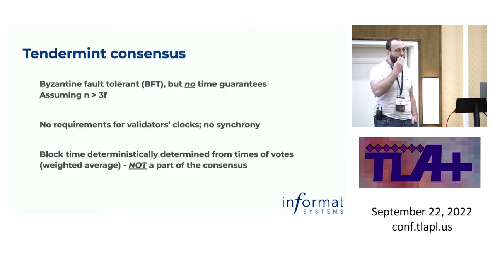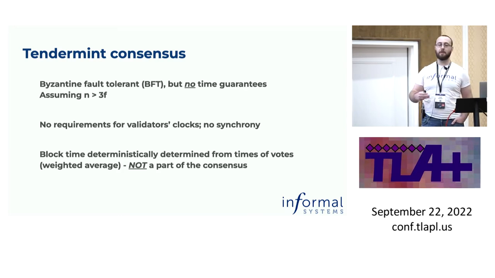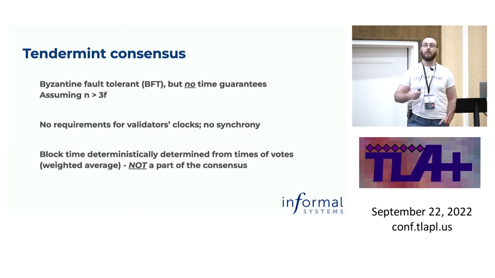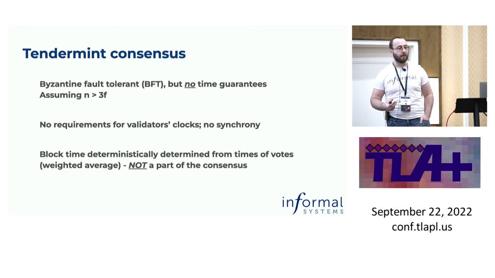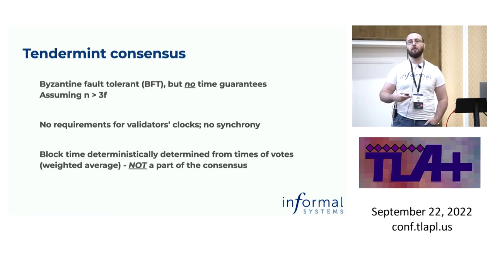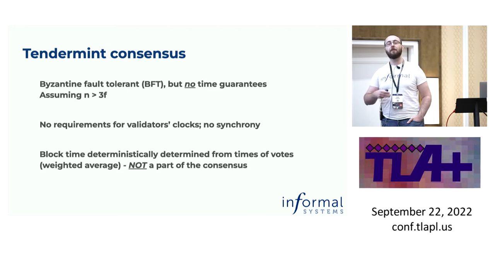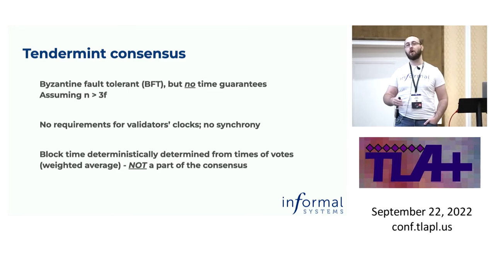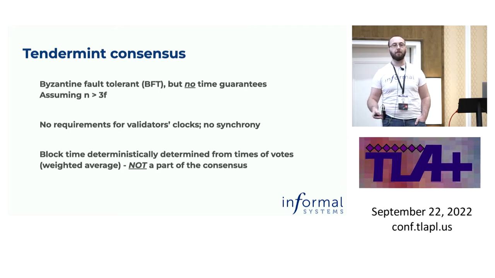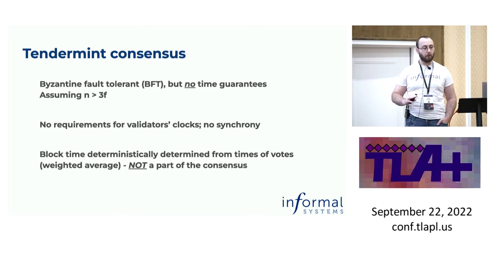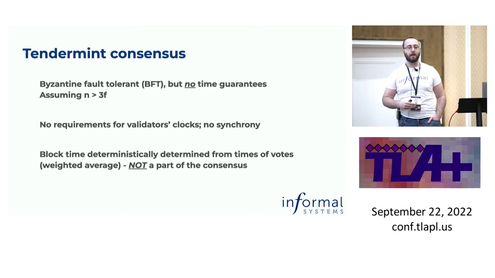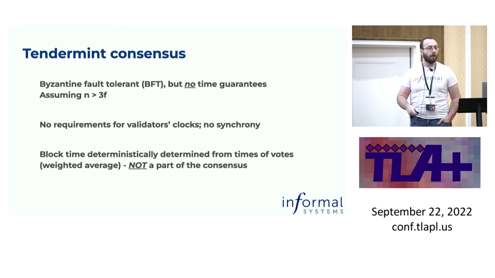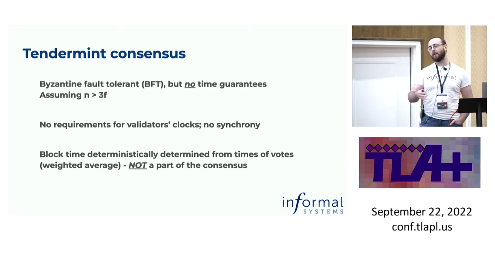All right. So some short bits of Tendermint that are relevant to us today. Like I said, it's Byzantine fault tolerant. And the thing I'm going to talk about today is time. The protocol itself, as it was originally written, has no time guarantees. And it has these assumptions on correctness. So n greater than 3f, this is a common assumption in fault-tolerant protocols. This means that if your environment has at most one third of processes faulty, then theoretically, consensus should be achievable. Right, so this is the assumption. But it does not talk about time, even though we'll see how we do that. We want to add time to the consensus protocol. But in the original one, there are no requirements for validators. Validators are the participants in consensus. So there are no requirements for their clocks, no synchrony.